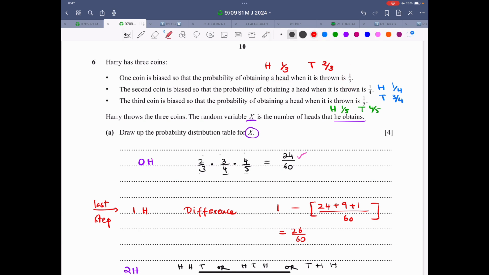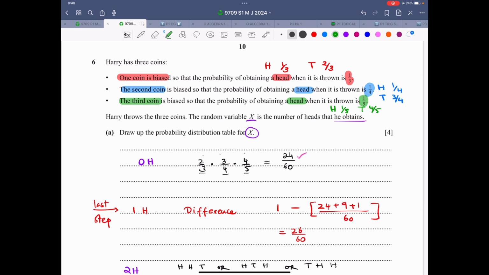So that is Harry over here, and he has 3 coins. The first coin is biased, head 1/3. The next one is the second coin. That's also biased, and the probability of obtaining a head is 1/4. So head is 1/4, tail is 3/4. Then the third coin is also biased. Too much biasness in this. And the probability of obtaining a head is 1/5. So now this is 1/5 and 4/5.